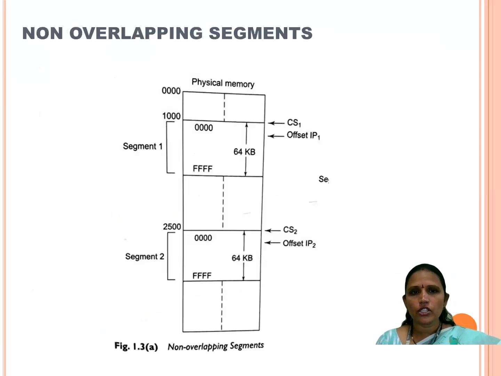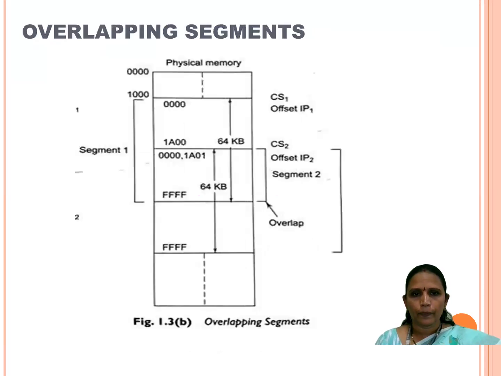In the physical memory organization, the segments can be in the form of overlapping as well as non-overlapping segments. Segment 1 and segment 2 are separate, so this is non-overlapping. Each segment separately consists of 64 kilobytes of memory, and it is not overlapping. This type of segmentation is called non-overlapping segmentation.